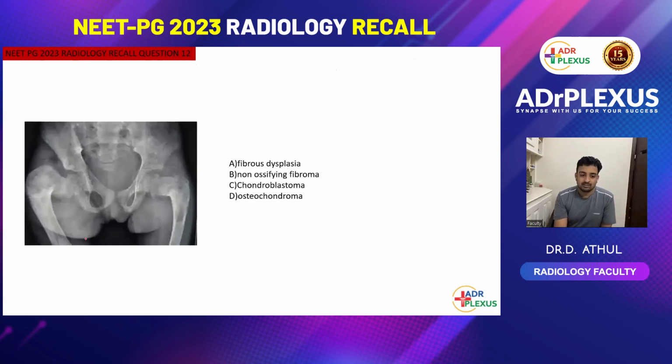Another straightforward question was this. They give the classical imaging appearance, the classical ground glass opacities and Shepherd's crook appearance, which is diagnostic for fibrous dysplasia. We know in osteochondroma there will be growth projecting outside like this. Chondroblastoma will be in the epiphyseal region. Non-ossifying fibroma won't be like this. And this is a classical case of fibrous dysplasia. This was another straightforward question.